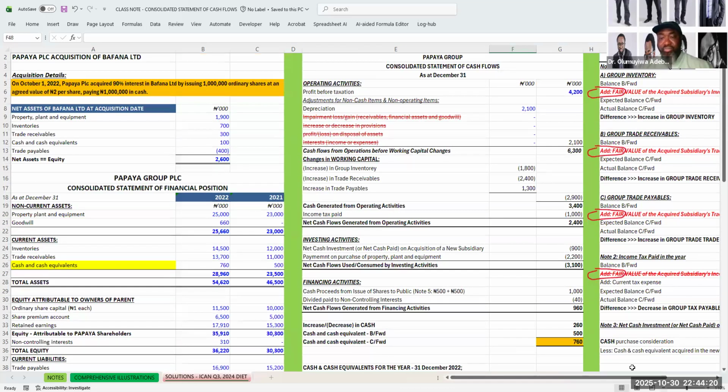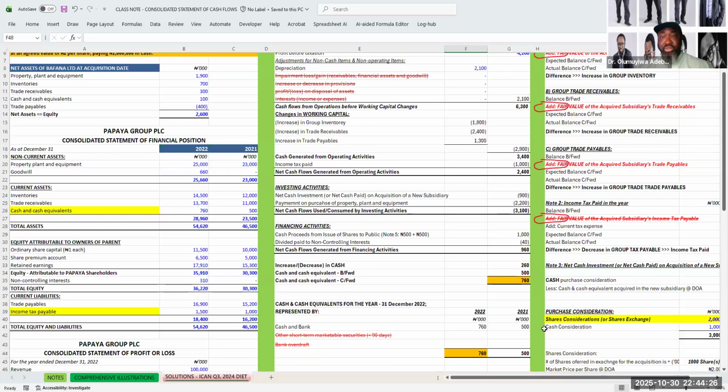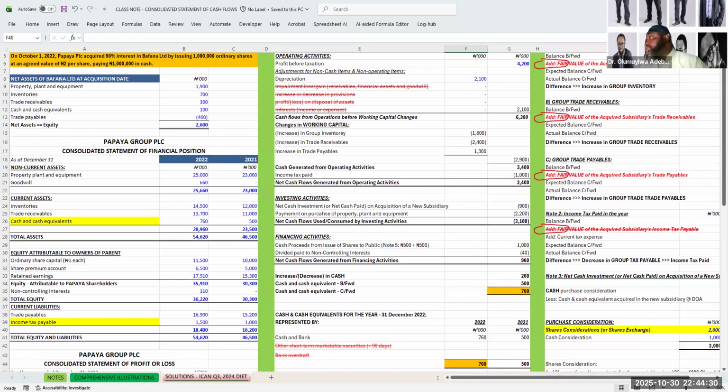Any question? Any question? Okay. Any question at this point? Any question? Which means we have successfully, more or less, produced the consolidated statement of cash flow.